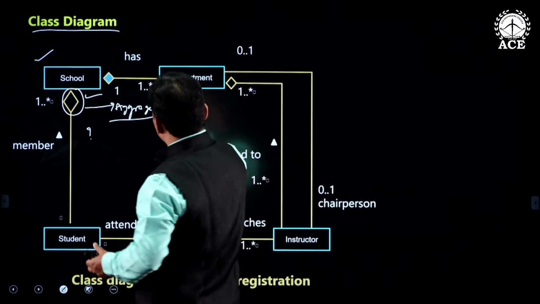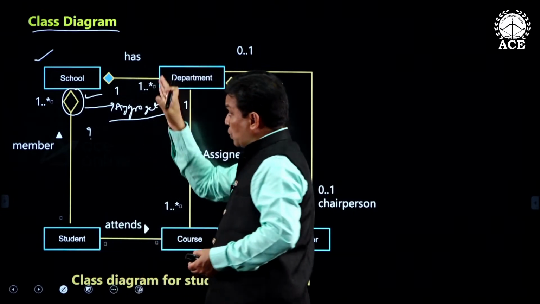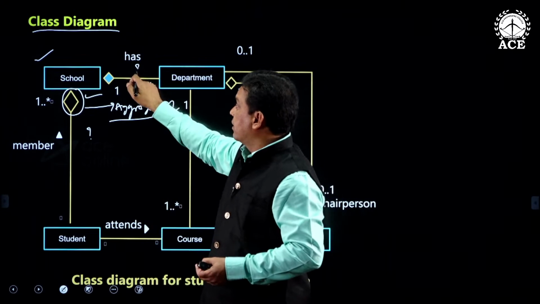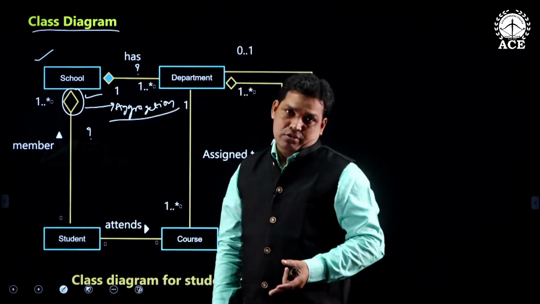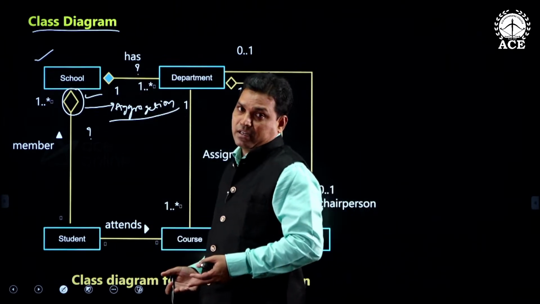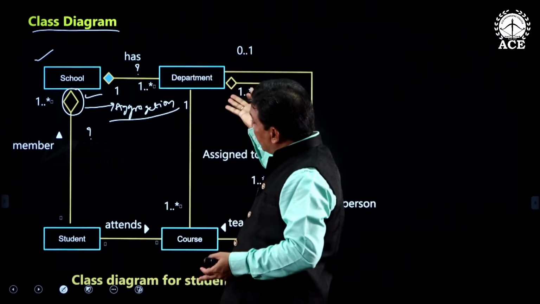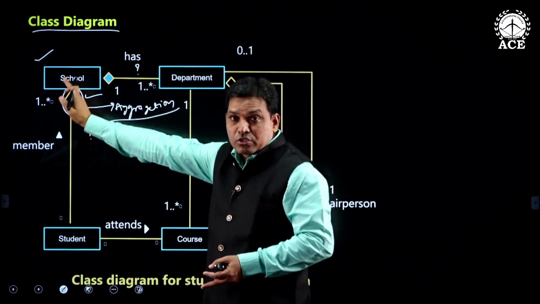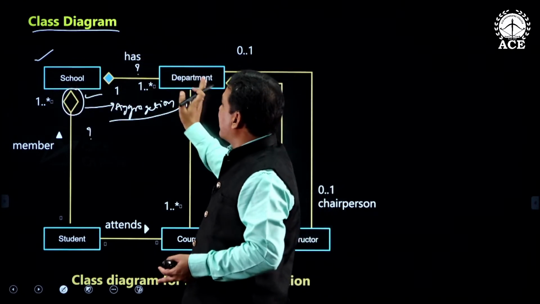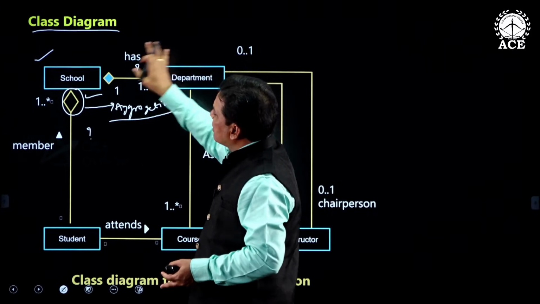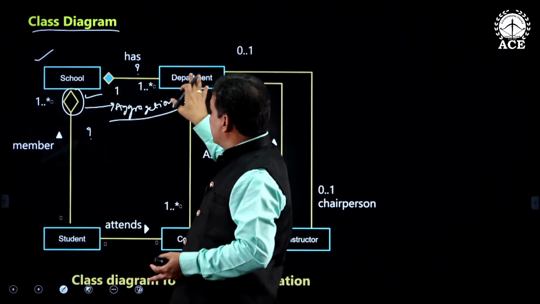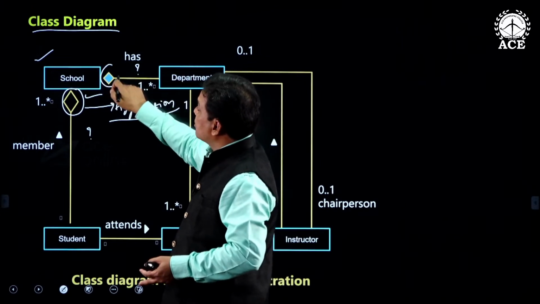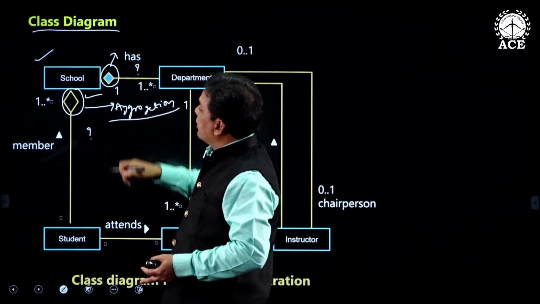Consider these two classes, school and department. Is school part of the department or department part of the school? Which one is the larger class, which one is the smaller class? Definitely department is part of the school. Multiple departments can form a school. That means if you want to represent a small part, department, from the school, which relationship do we have to use here?